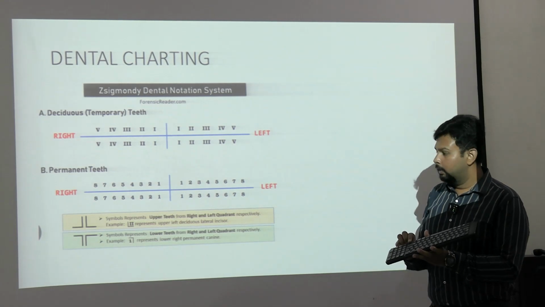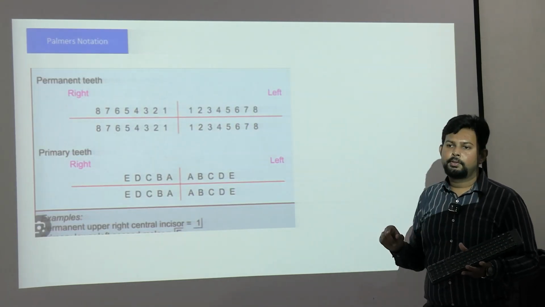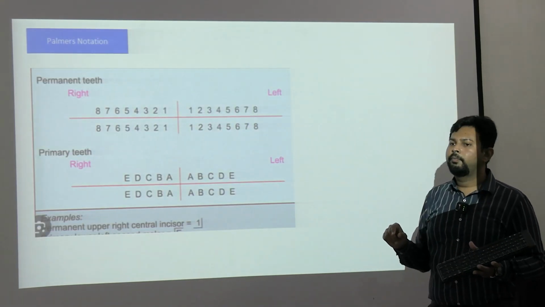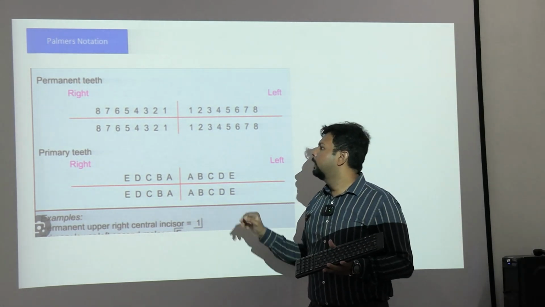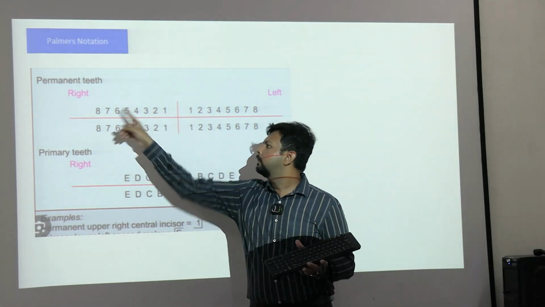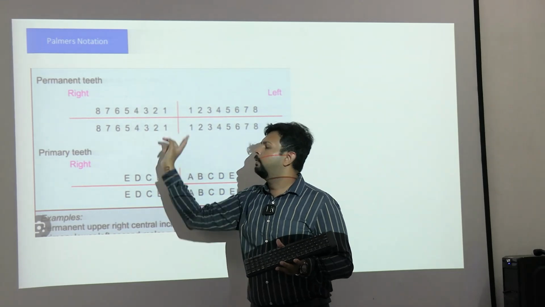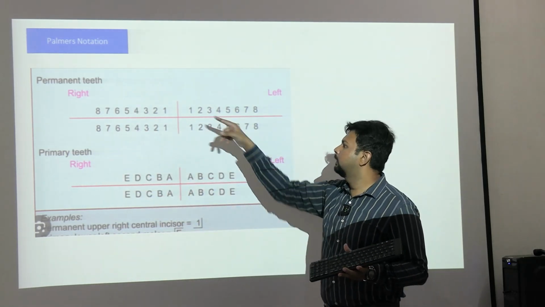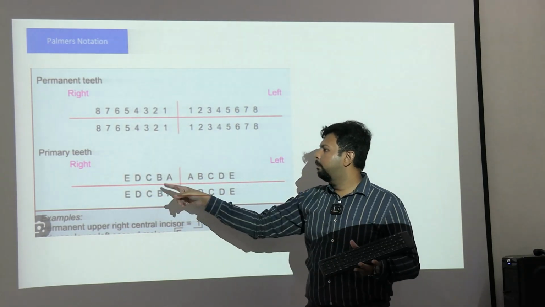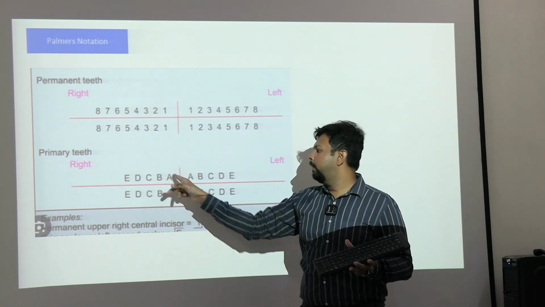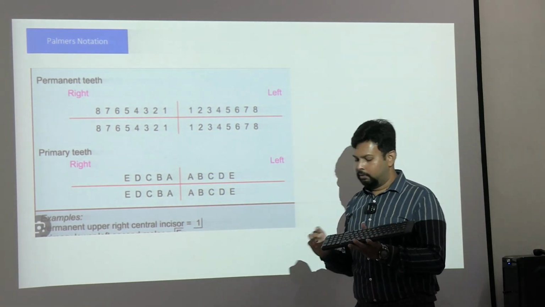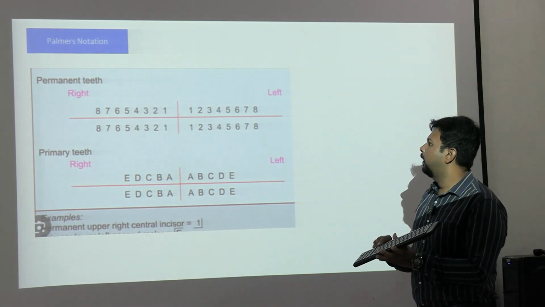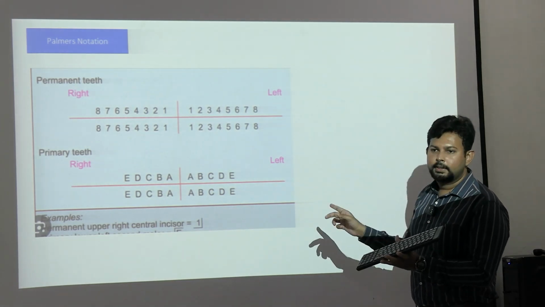Similarly, there is Palmer's notation. Normally we use modified Palmer's notation, but Palmer's notation is also okay. Here also we have numbered right and left, and then we put numbers according to the teeth. These are for permanent teeth. For primary teeth, the milk teeth, it will be A, B, C, D, E. You can use either, but you have to follow one. Is this clear?